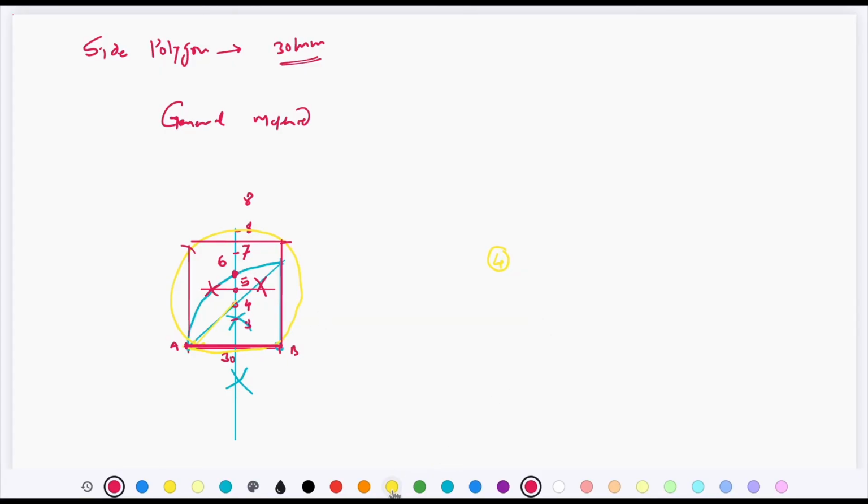Let's say now you want to locate a pentagon, that is a 5-sided polygon. Choose center number 5. Pentagon is a 5-sided polygon, so choose center number 5. Radius again is going to be 5 to A. Whichever center you have chosen, take radius equal to the distance between that point and point A. Point A or point B, both are going to be equidistant points. So 5 to A radius and draw this circle. It would be slightly larger compared to center number 4.